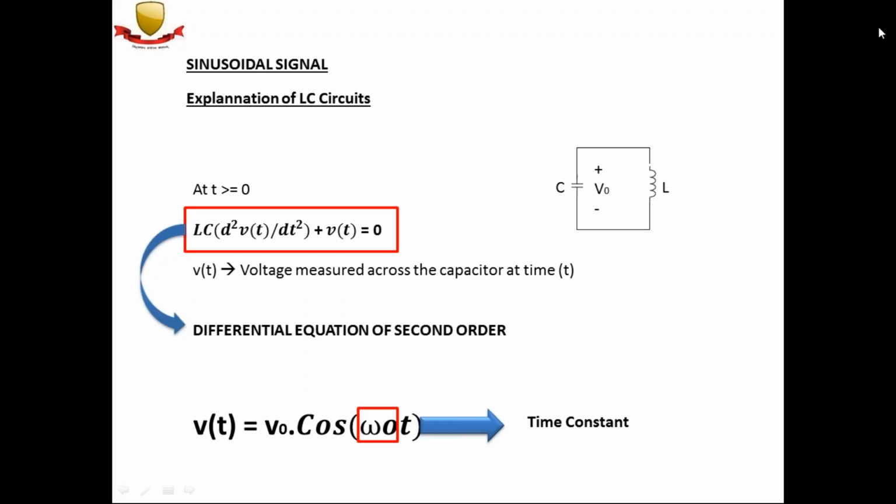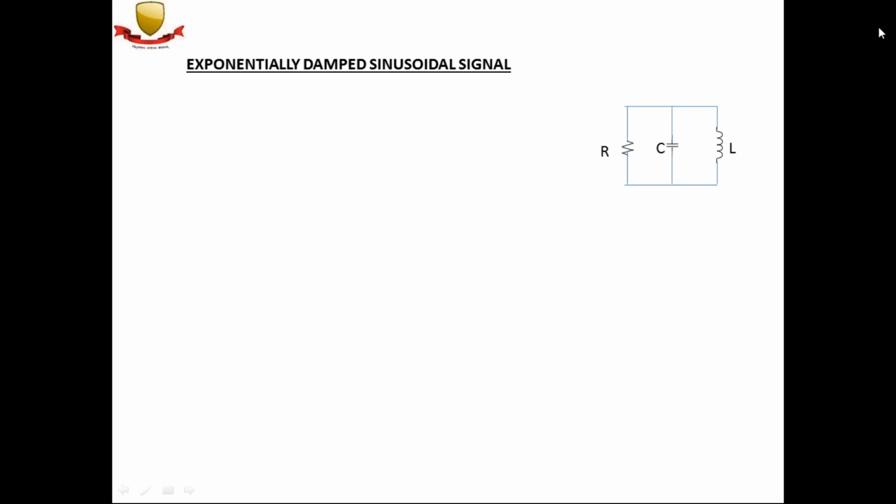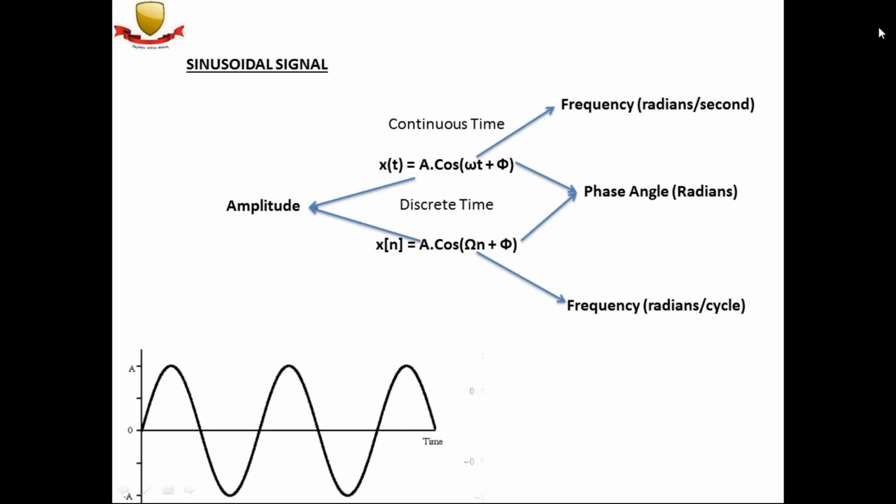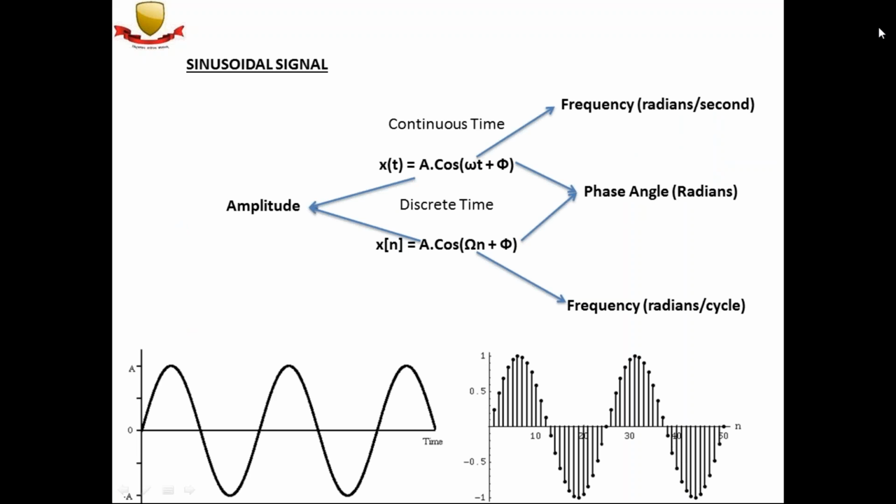Now, in terms of discrete time signals as well, the scenario is the same, as you can see here. Specifically, for discrete time sinusoidal signals to be periodic, the angular frequency must be a rational multiple of 2 pi, right?